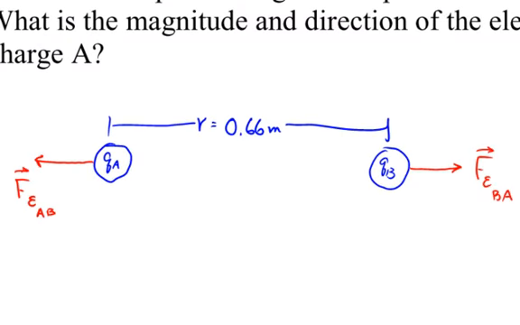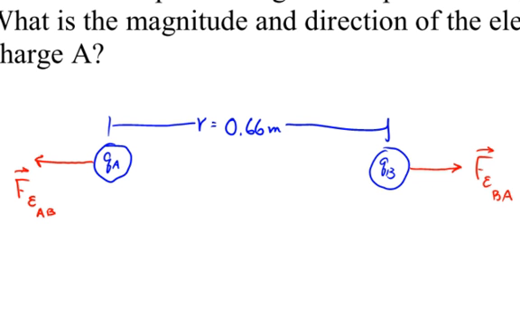So whatever number I come up with from Coulomb's law, charge A is going to be pushed in my diagram to the left by charge B. And likewise, charge B is going to feel a force to the right exerted on it by charge A. We're interested in the magnitude and the direction of the electrostatic force on charge A. Charge A is going to be pushed to the left. Now we need to figure out what the force is.